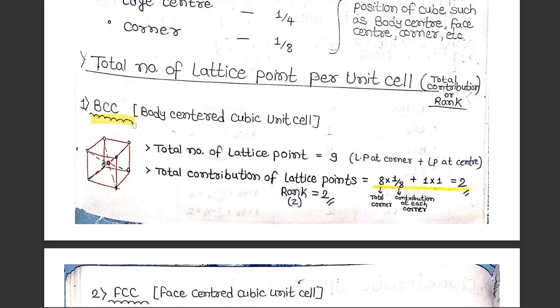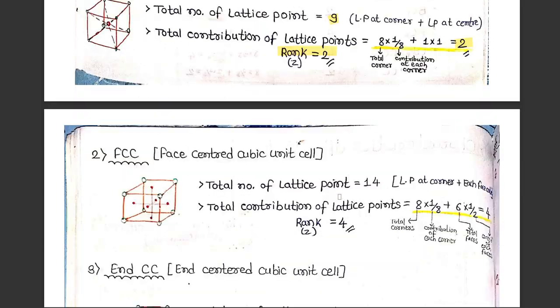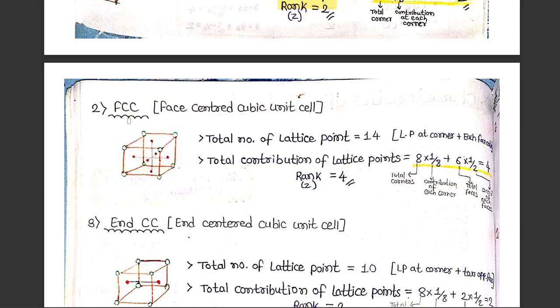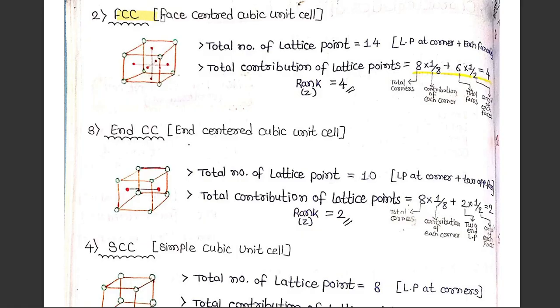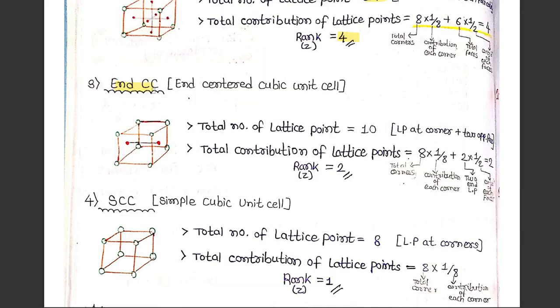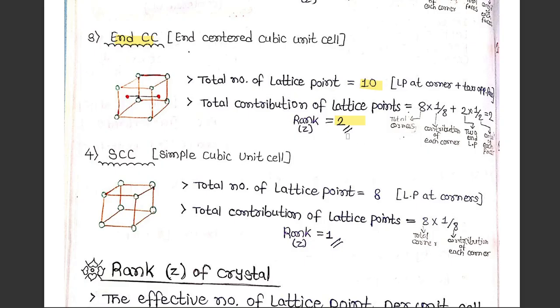In case of the body centered unit cell, the total number of lattice points is 9 and the contribution is 2, so the rank is 2. In case of the face centered unit cell, the total number of lattice points is 14 and the total contribution of lattice points is 4. In case of end centered unit cell, the total number of lattice points is 10 and the contribution of lattice points is 2, that is, rank is 2.